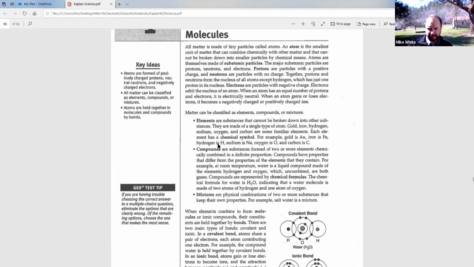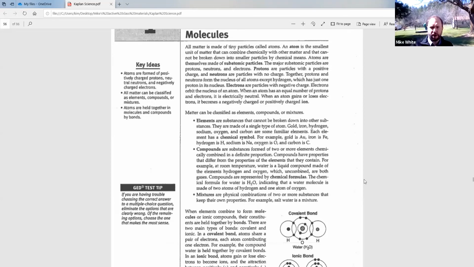So again, compounds are substances formed of two or more elements, chemically combined in a definite proportion. So in other words, water is always two hydrogens and one oxygen. And you can see the little picture of a water molecule down here, and we're going to talk about bonds a little bit later on.